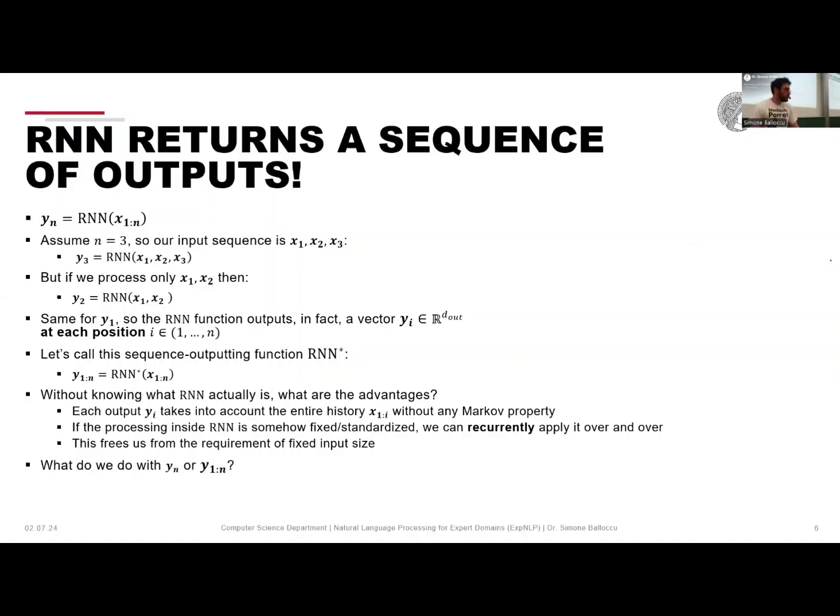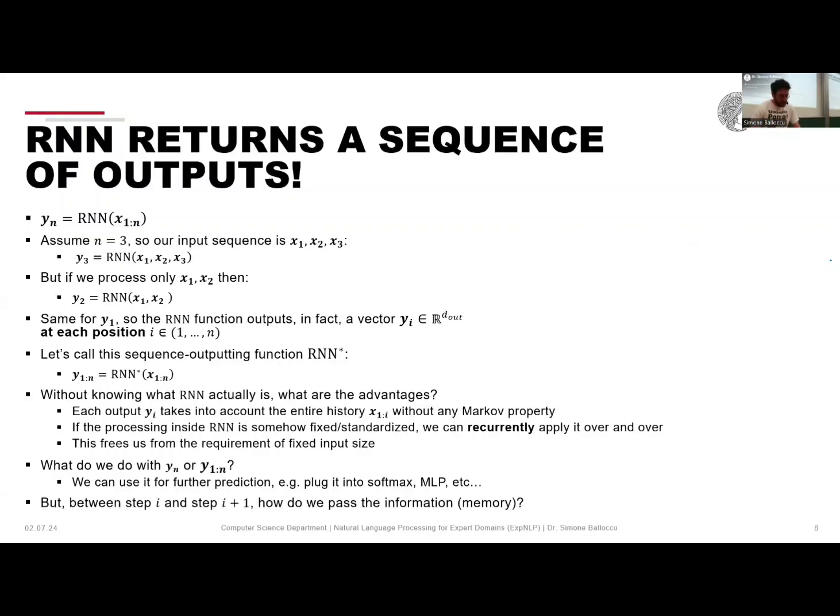What do we do once we obtain this y at any point? The usual. You can use it for further prediction. You can plug it into an MLP, into a softmax, into a sigmoid, do something with it, depending on your task. But between the two steps, we also talked about memory. So we need to have a concept of memory.